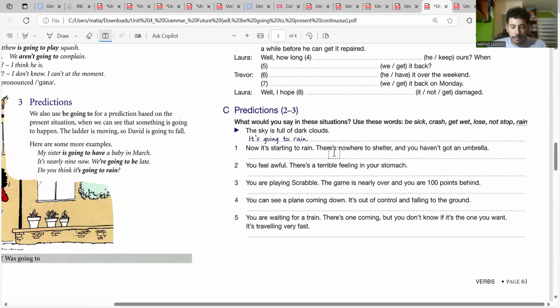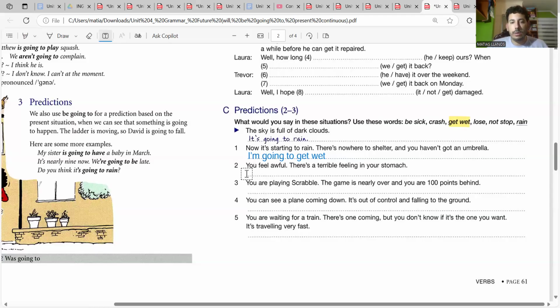So for example, now it's starting to rain, there's nowhere to shelter, and you haven't got an umbrella. So if I don't have an umbrella and it's raining, I'm going to get wet. So I will say that I'm going to get wet, like this. See, so I used "get wet" because I'll get wet. And like this, you do the other.